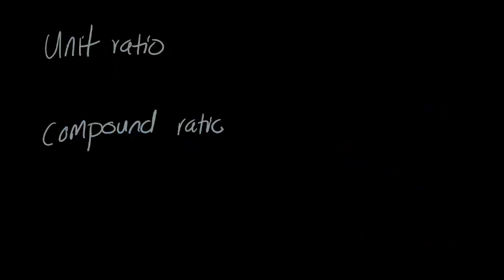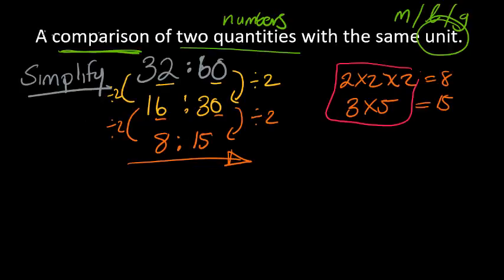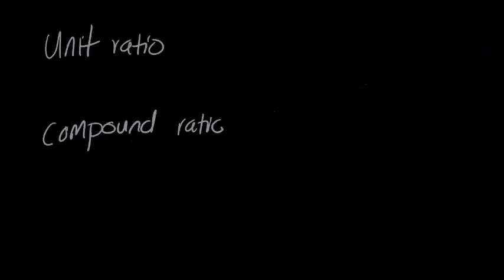The last thing that I want you to know is what the difference between a unit ratio and a compound ratio is. Remember in our definition, we said that a ratio is a comparison of 2 quantities, so 2 quantities with the same unit. Now, a unit ratio is a ratio where one of the numbers, remember we've got a number, colon, number, that is how we write a ratio.